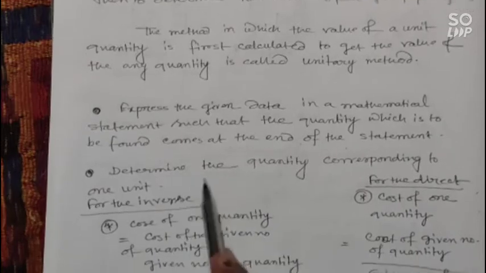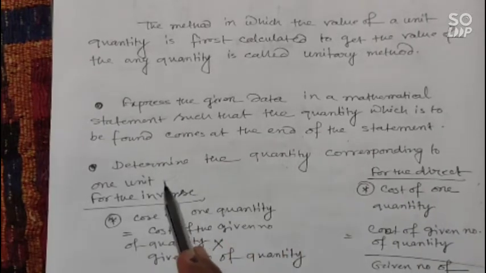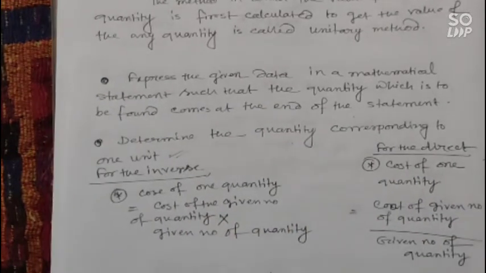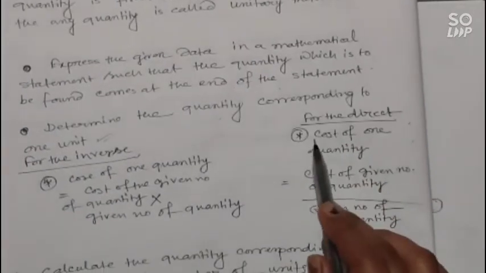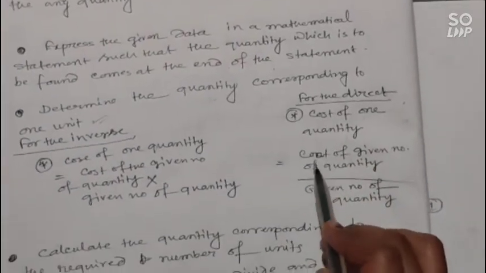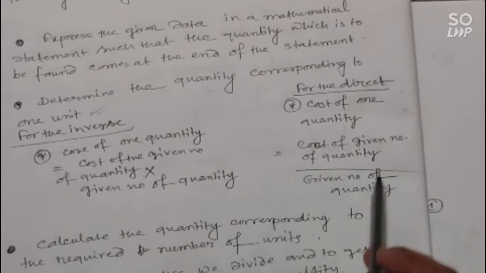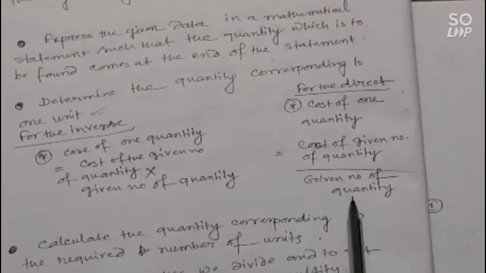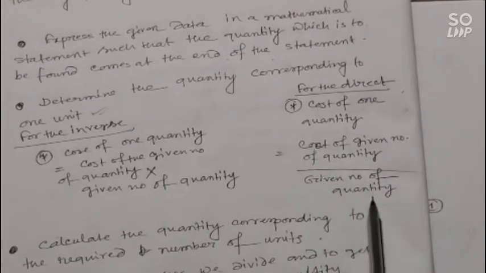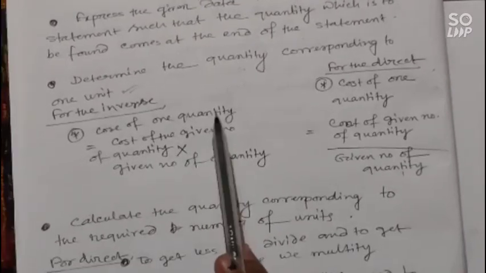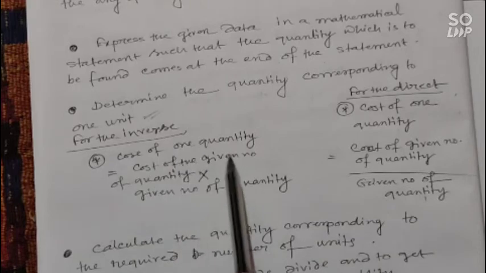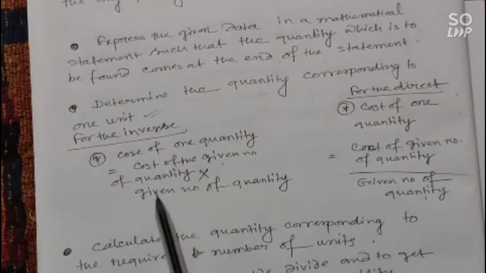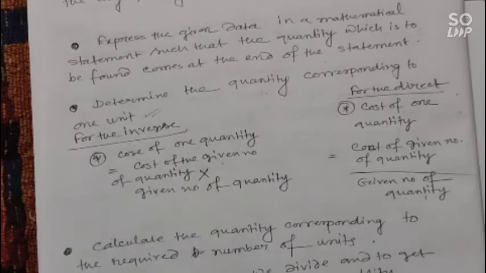Then you have to determine the quantity corresponding to 1 unit. এবার 1 ইউনিটের ভ্যালুটা আমাদের ফাইন্ড আউট করতে হবে। So in the direct variation, cost of one quantity is equal to the cost of the given number of quantity divided by the given number of quantity. For the inverse variation, cost of one quantity is equal to the cost of the given number of quantity multiplied by the given number of quantity.